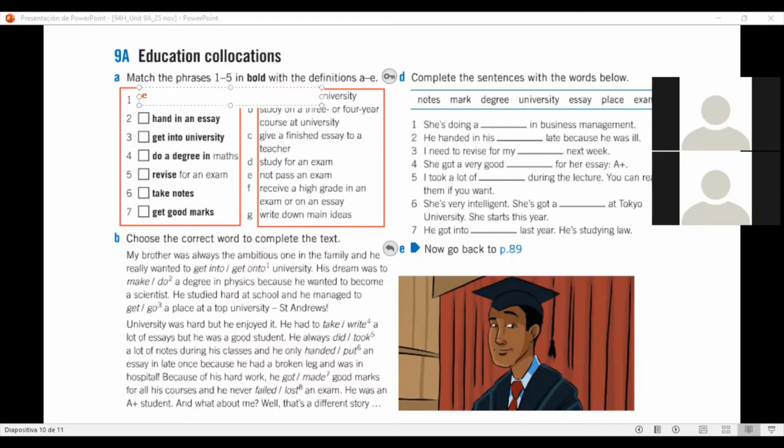So letter E would be. Thank you. Fail an exam means not passing an exam. Significa no pasar, no aprobar un examen, ¿no? To fail. Let's see, hand in an essay. What would it be? ¿Qué significará hand in an exam or an essay?